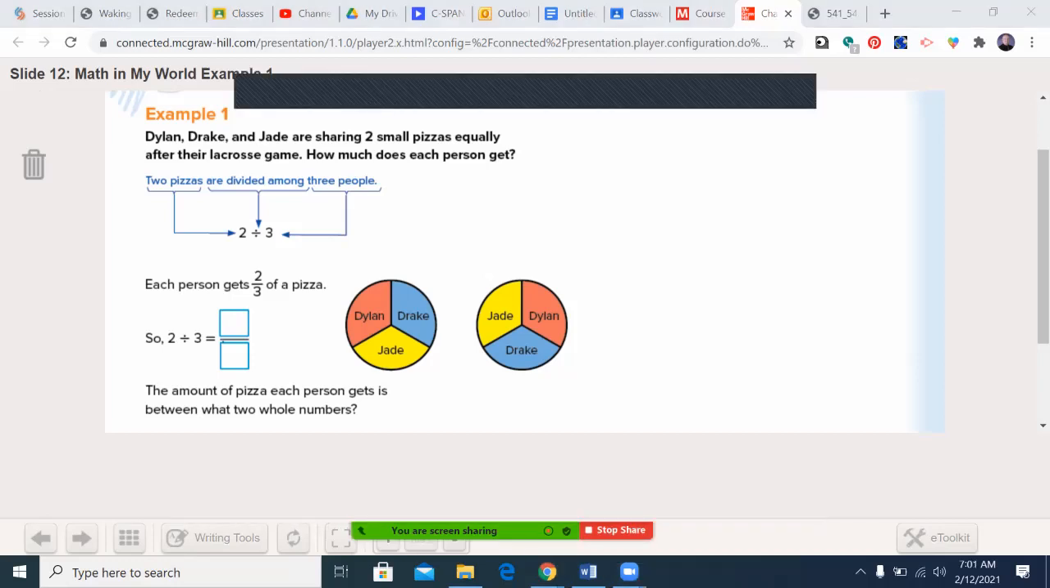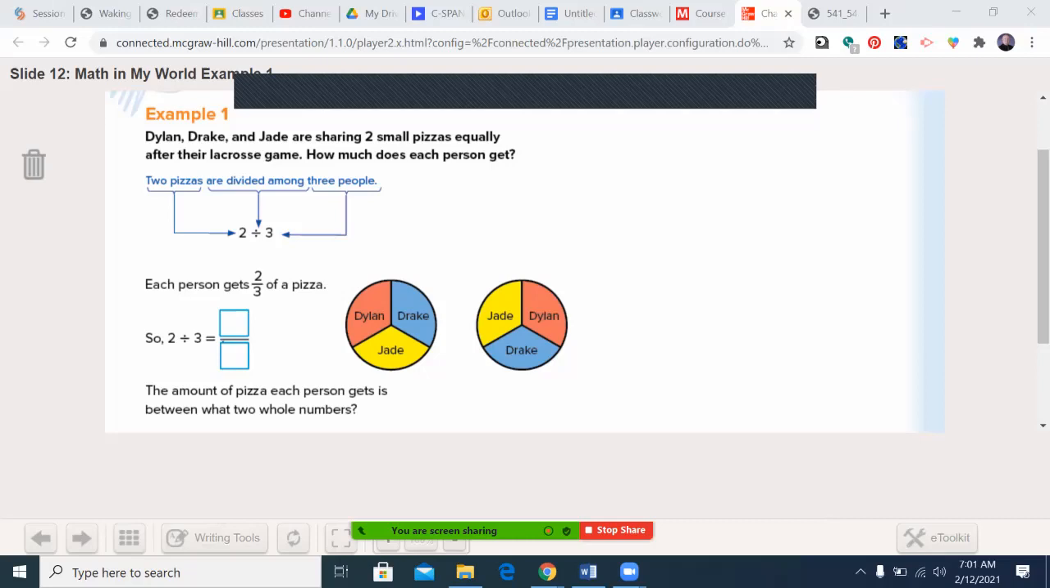All right, so Dylan, Drake, and Jade are sharing 2 small pizzas equally after their lacrosse game. How much does each person get? And these 2 drawings here represent the 2 whole pizzas. Because each of them is getting an equal portion, we divided each pizza into 3 parts. And to make things simpler, they color coded and put names here for you.